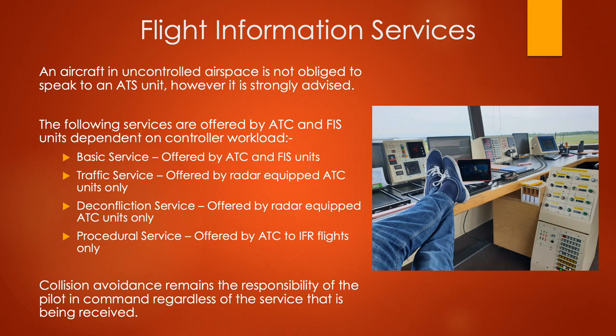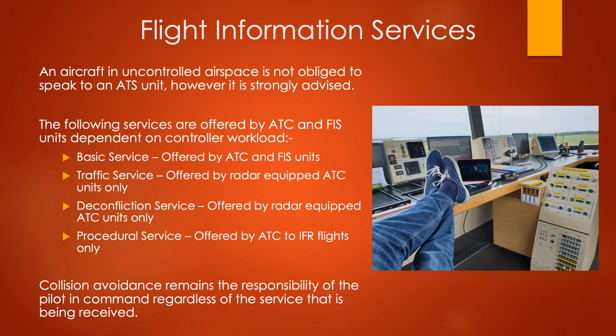So we've got a basic service. They can be offered by air traffic control or flight information service. A traffic service. The basic service will just give us basic information like QNH and the runway if it's an aerodrome. The traffic service will give us this information, but it would also tell us if there's any traffic to be noted. In order to do this, it needs to be offered by a radar-equipped air traffic control unit. So they need to have a radar to be able to see where we are and where other traffic is. Next one's a deconfliction service.